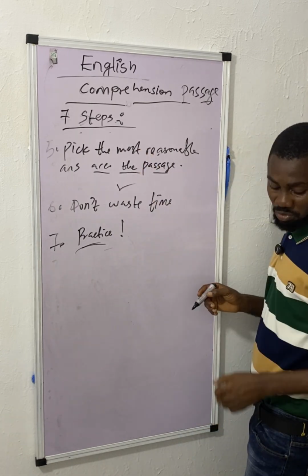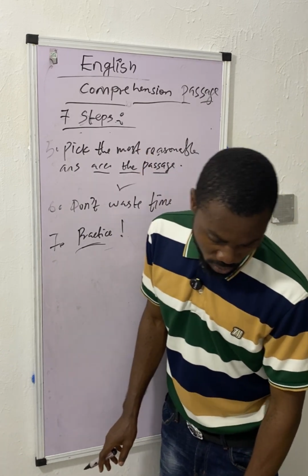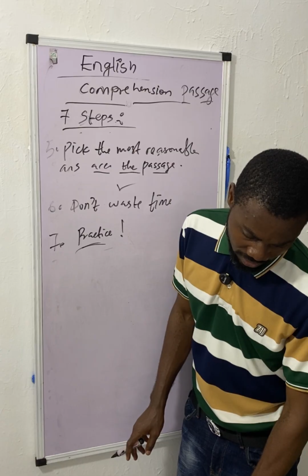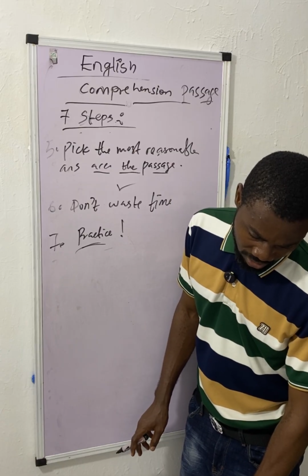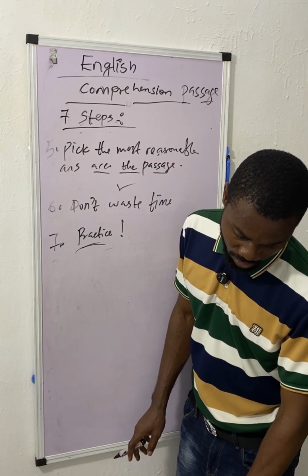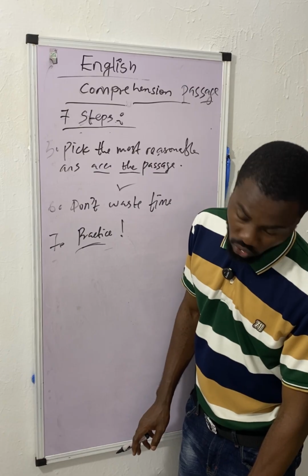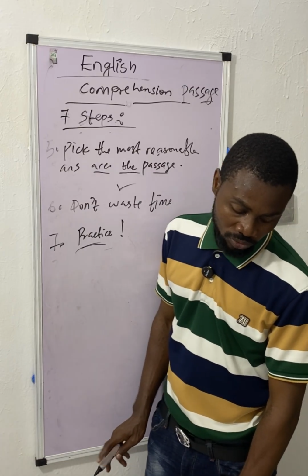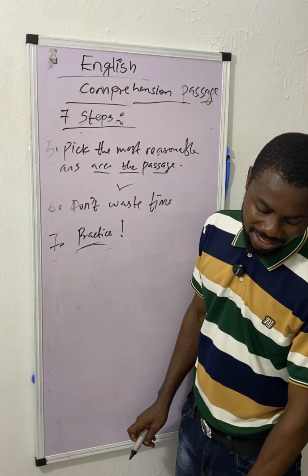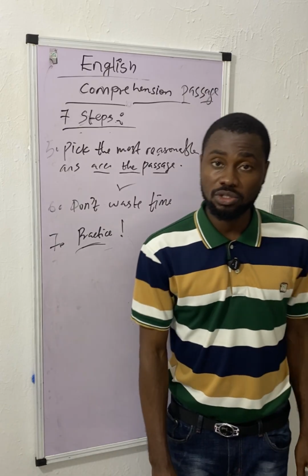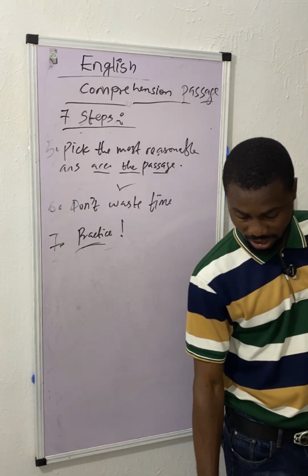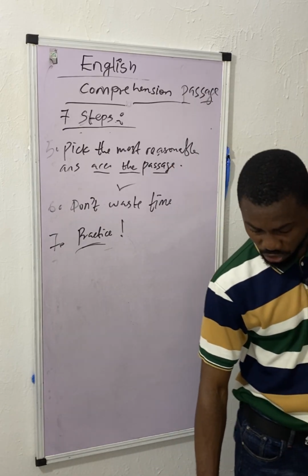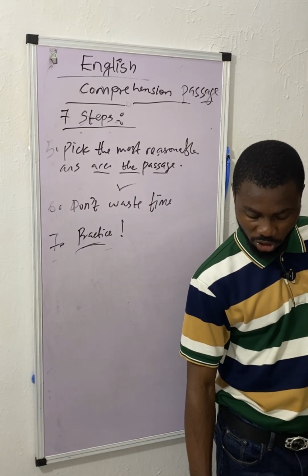So these are the proven steps of answering comprehension. A quick recap of everything. The 7 proven steps of answering comprehension passage. Number 1 is to quickly read through or scan through the questions provided. After scanning through, what are you trying to do? What are you focusing on? You are trying to memorize as many statements and words in the options and the questions.